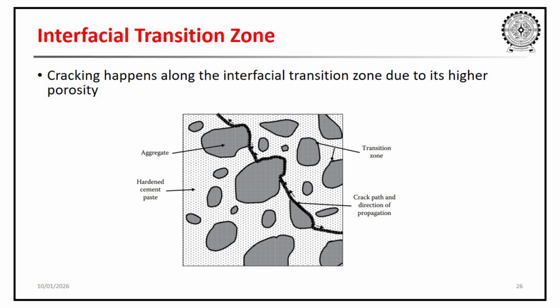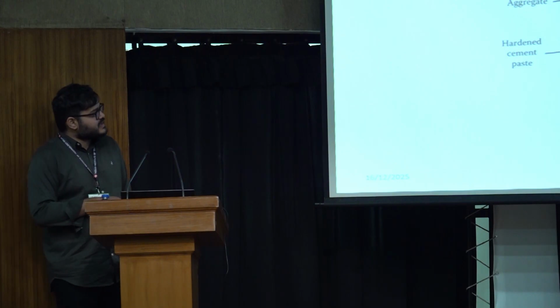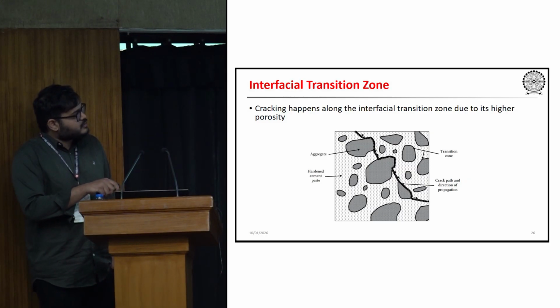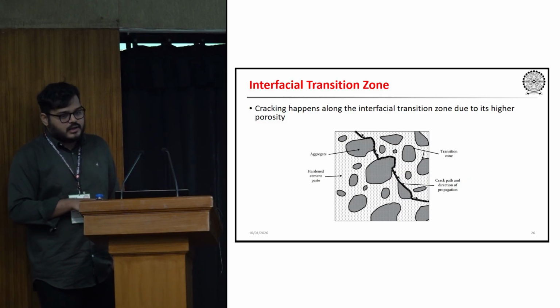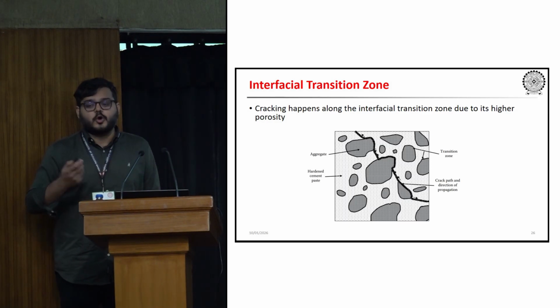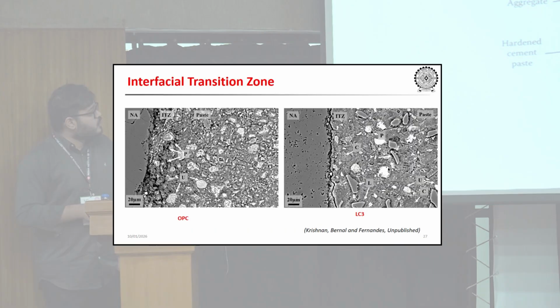Because when you are applying a load, the cracking pattern happens along the interfacial transition zone due to its higher porosity. You can see that this is a magnified microstructure. The crack pattern is forming along the surface of the aggregate, or along the weaker part, or along the line where there is higher porosity, right? So what can we do?